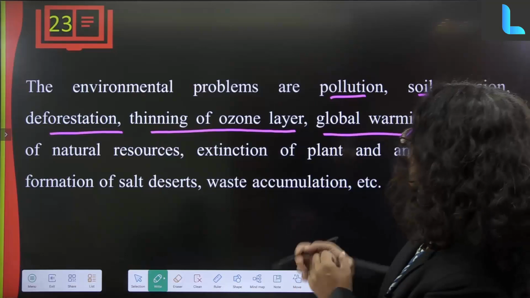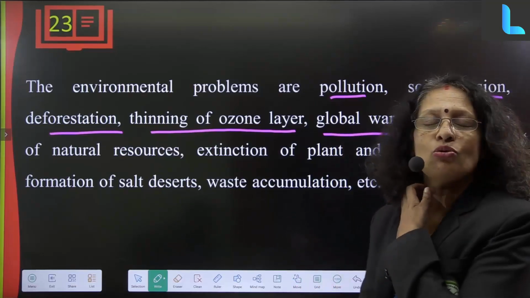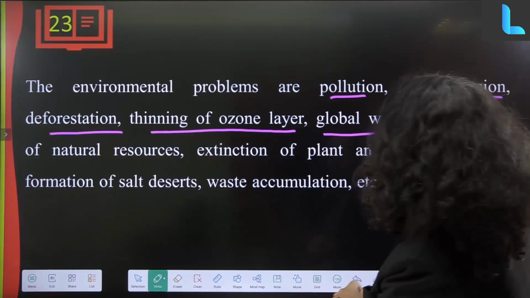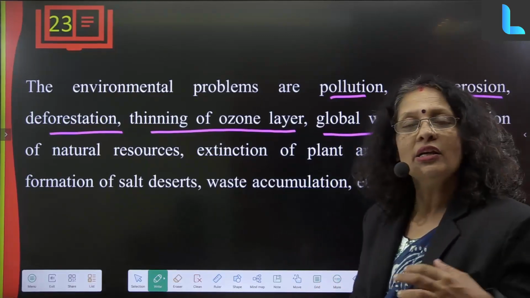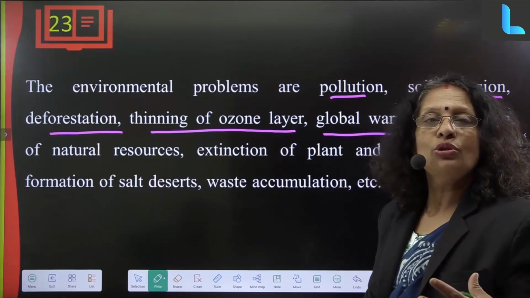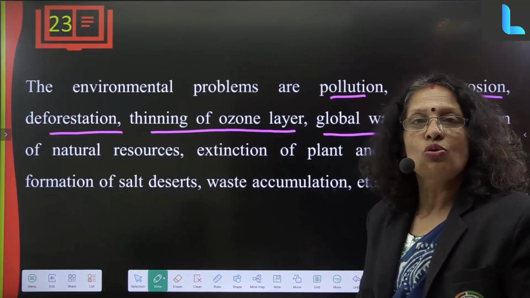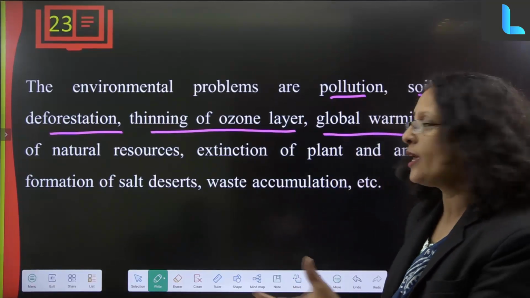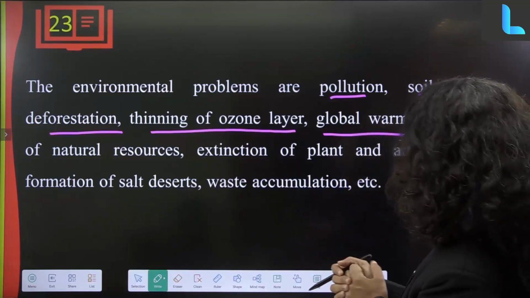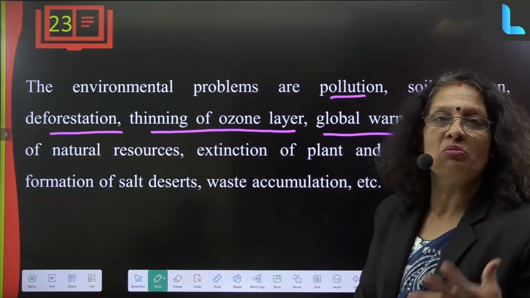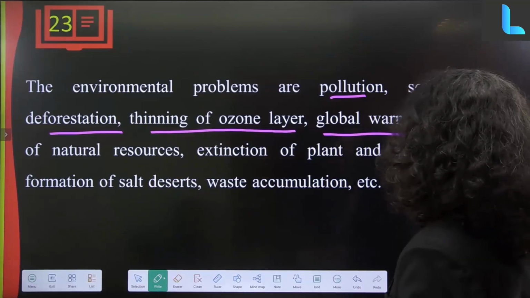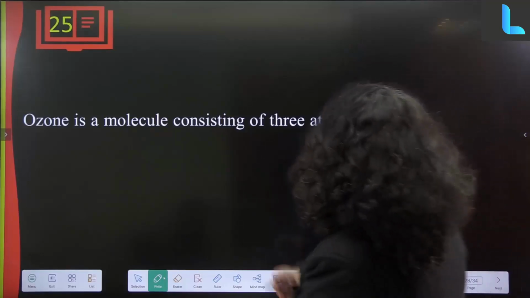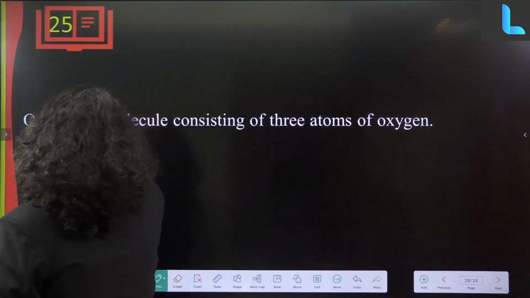Deforestation is the cause. Then thinning of ozone layer is happening due to carbon dioxide present as a greenhouse gas, or CFCs, chlorofluorocarbons. Then global warming, heating of earth is happening, and due to that weather patterns totally change. So in one place there is a flood-like situation, in another place there is a drought-like situation, like that. So depletion of natural resources, and extinction of many plant and animal species because of this, the waste accumulation and etc.